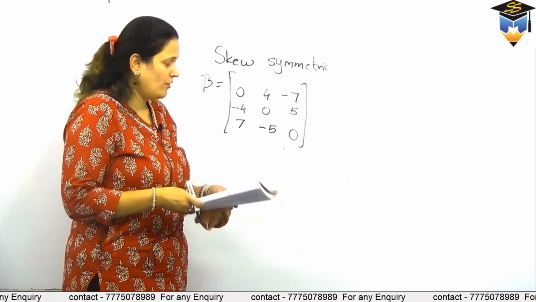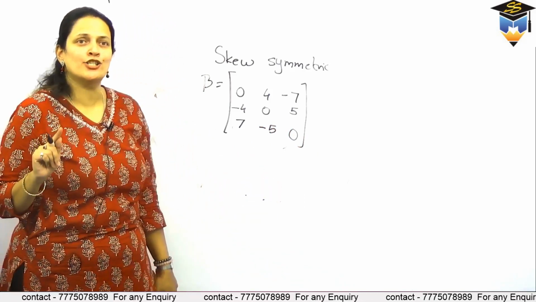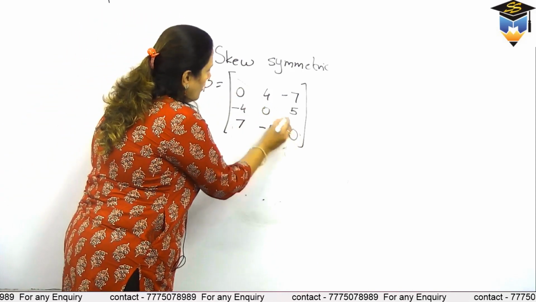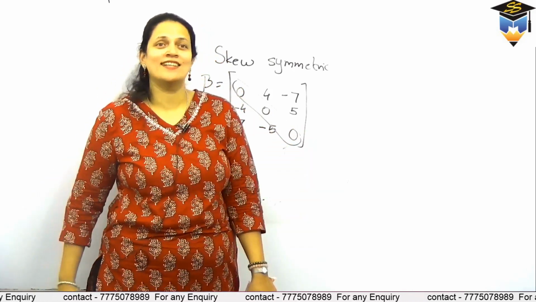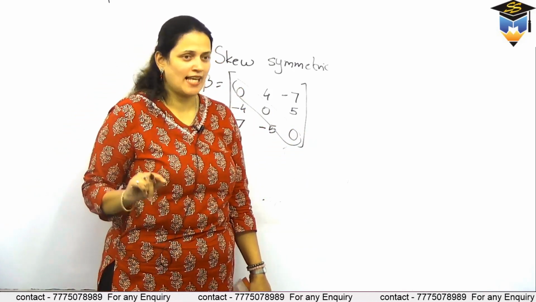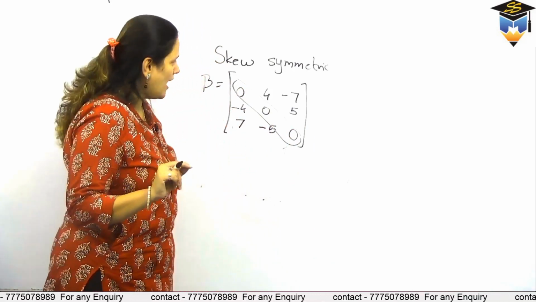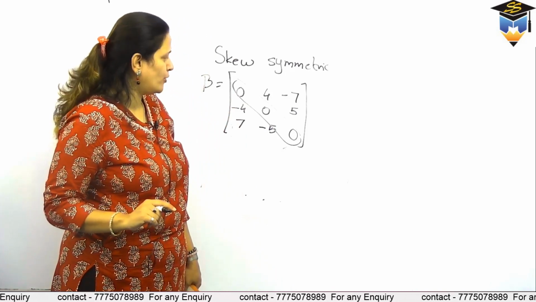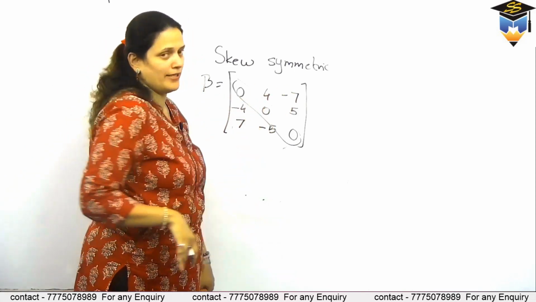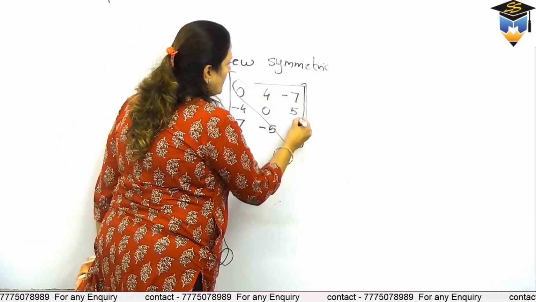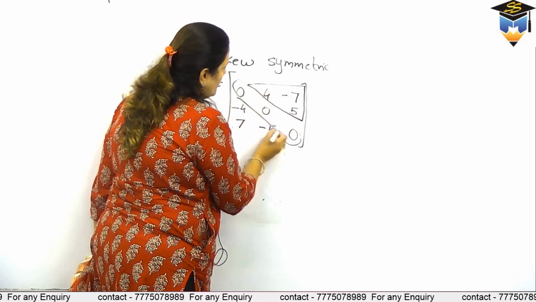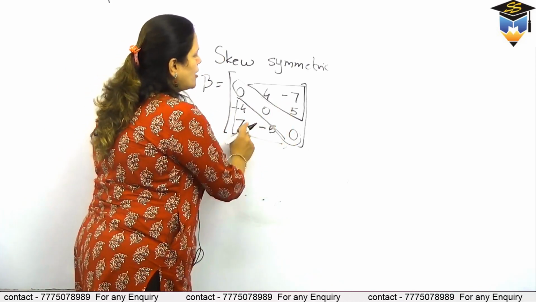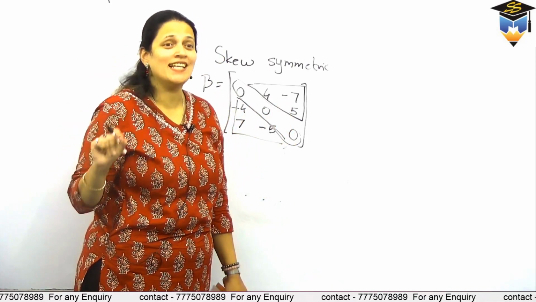If you observe, the first condition for a skew symmetric matrix is that the diagonal elements are all 0. Can you see the diagonal? All elements are 0, so the diagonal elements in this case are 0. That's the first condition. Now if you observe all the other elements, this triangle and this triangle, can you see the signs are interchanged? The numbers are the same, but the signs are interchanged.